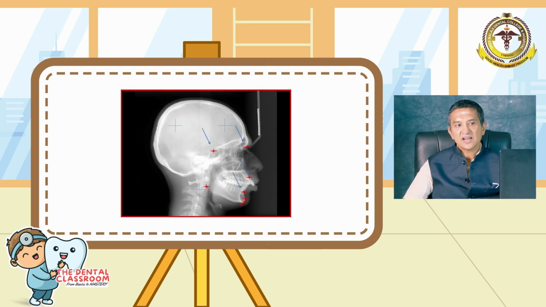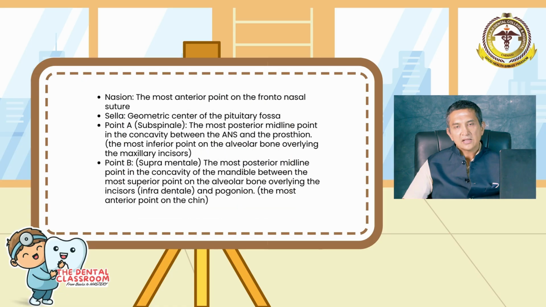Then we go to landmark identification. Each cephalometric analysis has multiple parameters or landmarks, and today we are going to focus on Steiner's cephalometric analysis. There are multiple definitions, and most of them will be extremely familiar because of repetition. The nasion is the most anterior point on the frontonasal suture. Similarly, sella is the geometric center of the pituitary fossa.